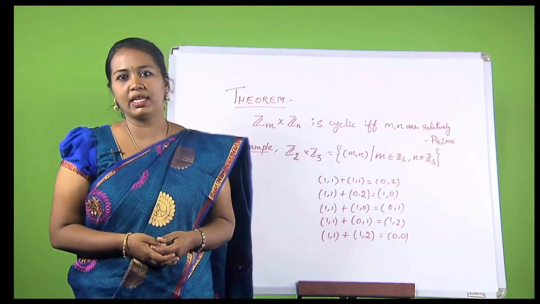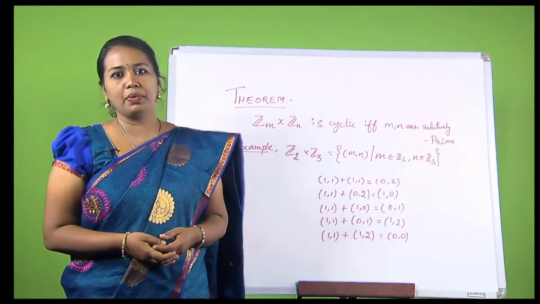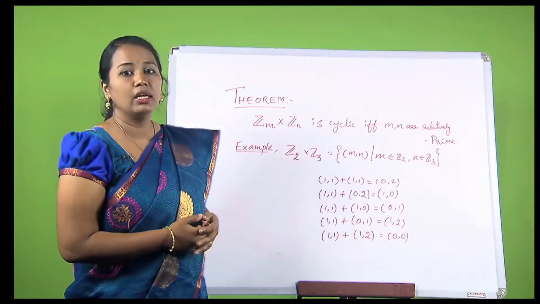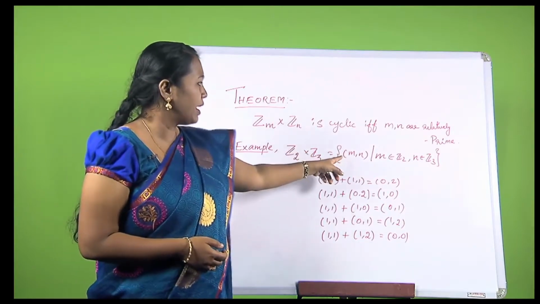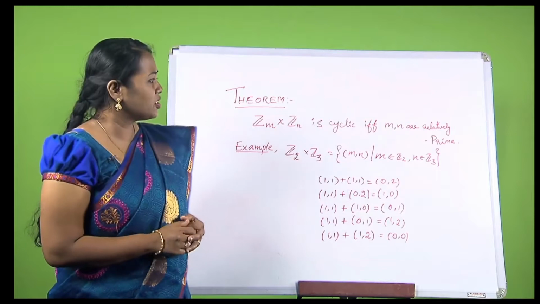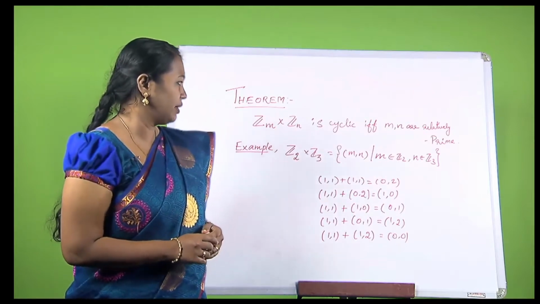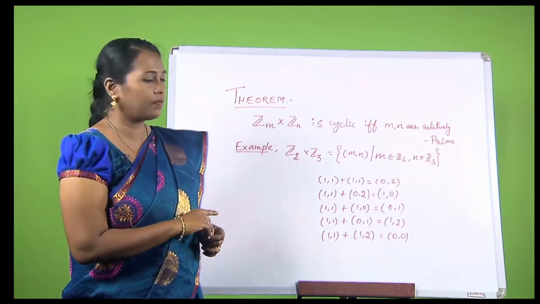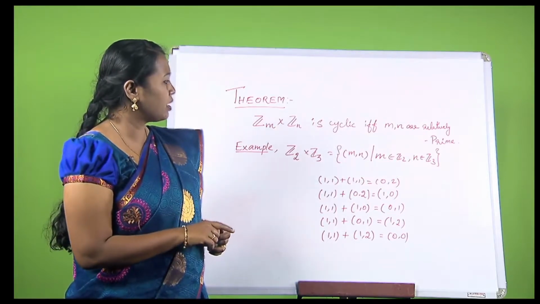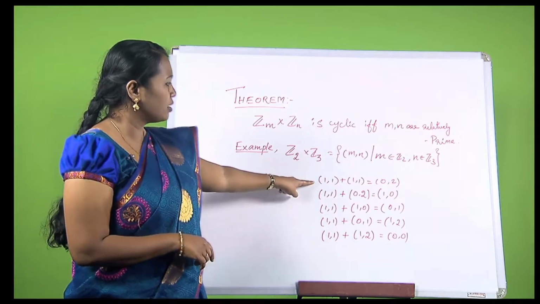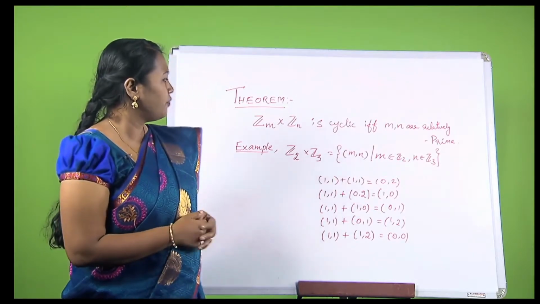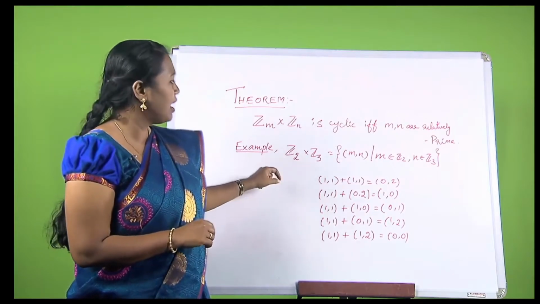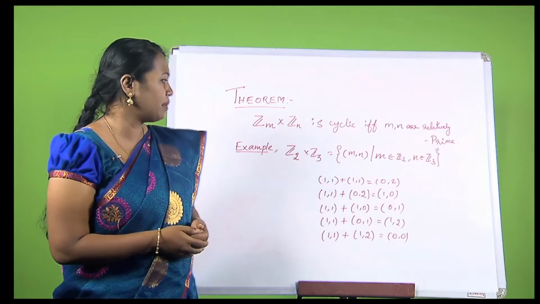Some of the examples are as follows. Consider the group Z2 cross Z3. The elements are ordered pairs (m,n), such that m belongs to Z2 and n belongs to Z3. So, (1,1) plus (1,1). We are going to find the order of this element. We will be following Z2 operation for the first element of the pair and Z3 operation for the second element of the pair.